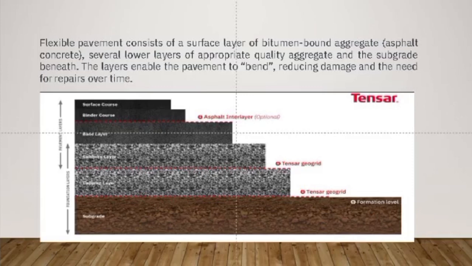So, flexible pavement consists of different layers. Why does it consist of different layers? Because by doing this, it will have benefits such as reducing the damage over time for its life cycle or lifespan. So, that is the reason for flexible pavement.